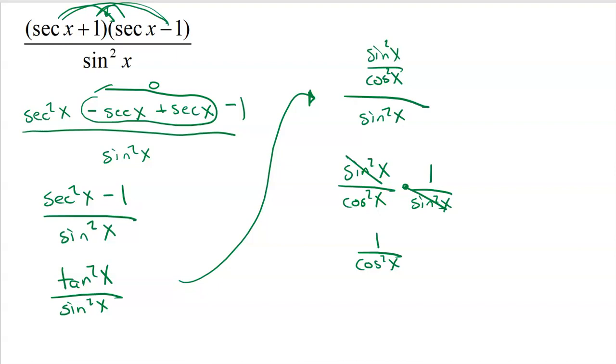But wait a minute. Reciprocal identities. 1 over cosine is secant. So 1 over cosine squared would be secant squared. There is a beautiful, beautiful final answer. How about that? Really, really simple.